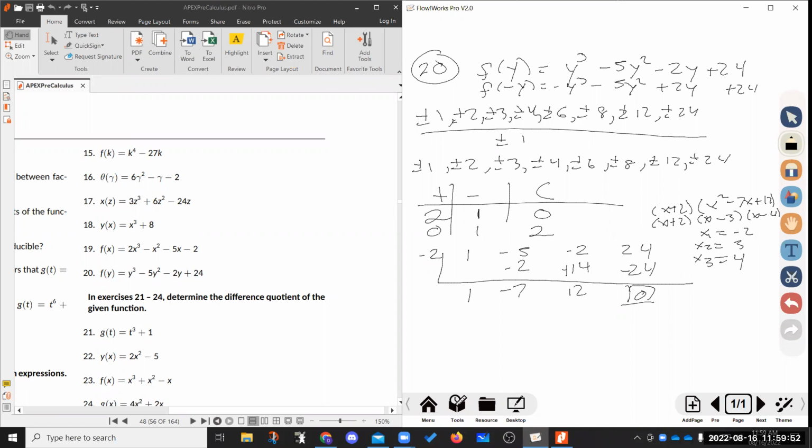These are my factors. I put x's there, it's actually y's. Make sure you are consistent with your variable. The function was in terms of y, so don't change it to x's. Keep your y's there. All right.